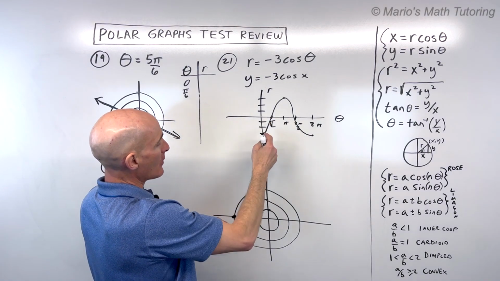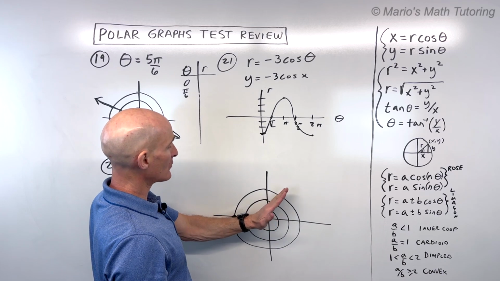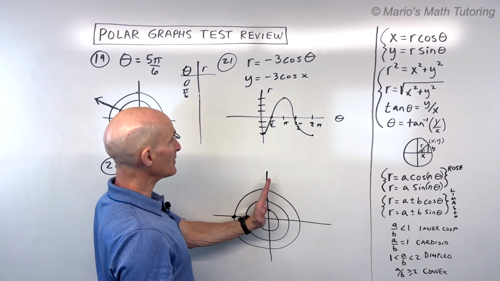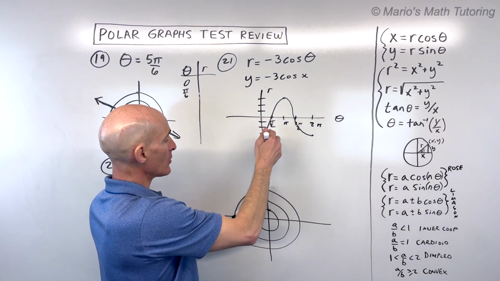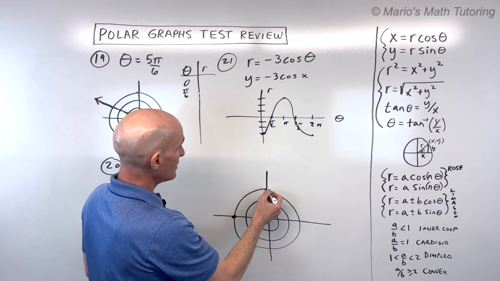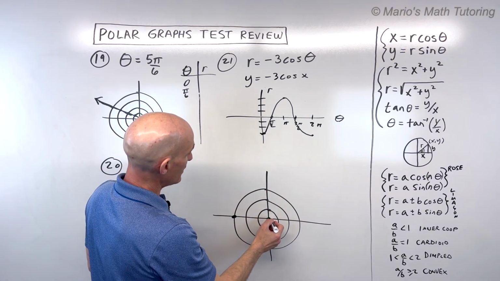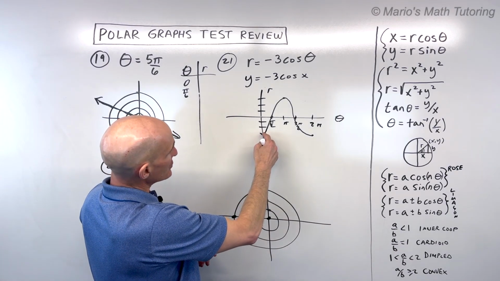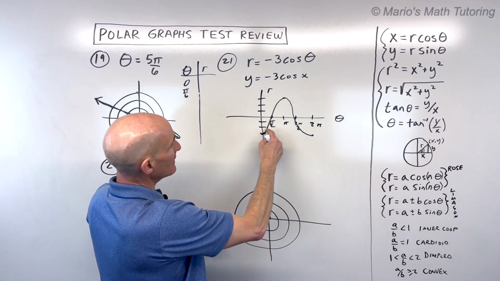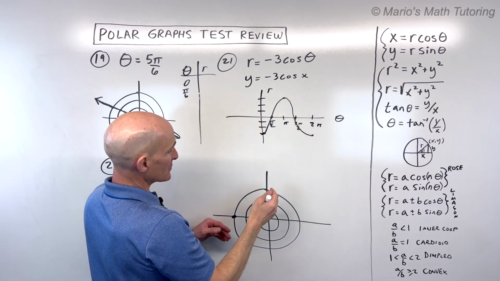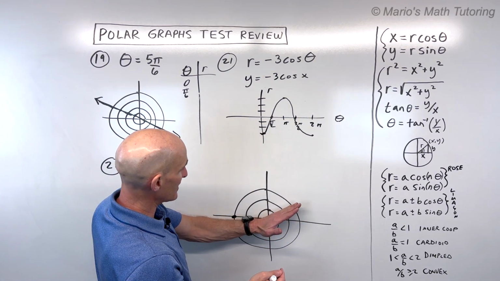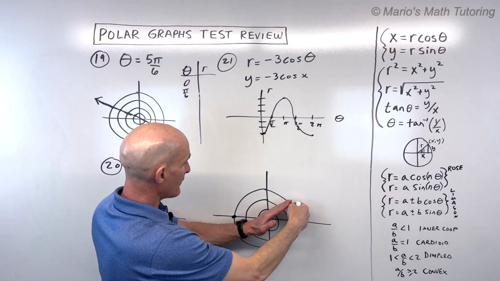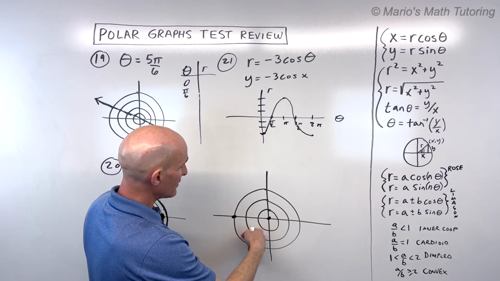Now, when I go to pi over 2, as I'm rotating to pi over 2, I'm going to be at 0. So pi over 2 is going to be 0 right here, and you're right at the pole. But look at what's happening here. The r value is becoming negative, but less and less negative. So as I'm rotating like this, the r value is negative, it means I have to go through the pole to the other side.